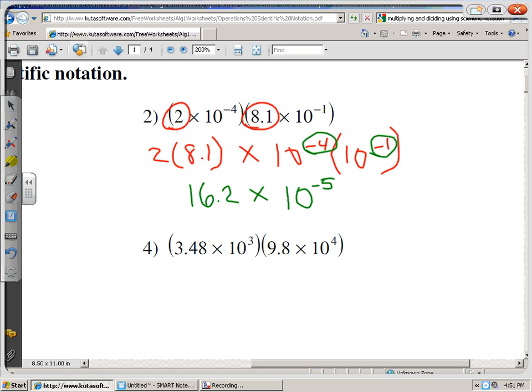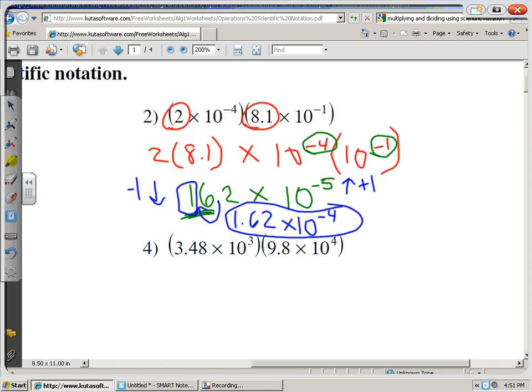From here, we need to change this to scientific notation. So we move the decimal to the left 1 time so that now we only have 1 number to the left of the decimal, and we get 1.62. Since we decrease this by 1 place, we're going to increase this by 1 place. So this is now going to be times 10 to the power of negative 4 instead of negative 5. So 1.62 times 10 to the negative 4th.